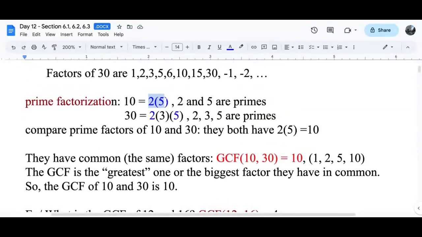You see here, 10 has 2 and 5 as a factor, and 30 has 2 and 5 as a factor. So 2 is a common factor of 10 and 30. 5 is a common factor of 10 and 30. But the greatest common factor is 10, which is 2 times 5. So we write it as GCF, greatest common factor of 10 and 30 equals 10. Okay, so we write it this way.